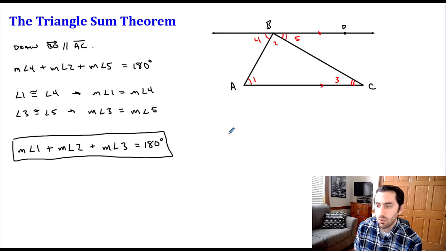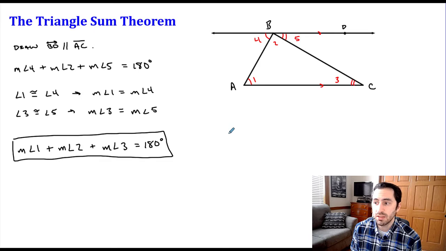And it doesn't matter what triangle we start with, we can follow this same process that we did in this little proof, and we'll end up with this same result. So no matter what the triangle is, no matter what it looks like, when you add up the 3 interior angles of that triangle, it's always going to be 180 degrees.